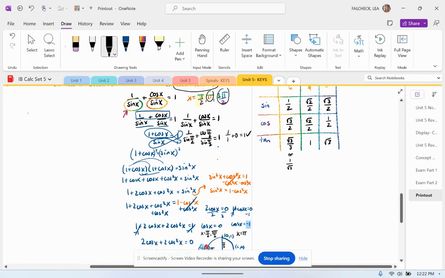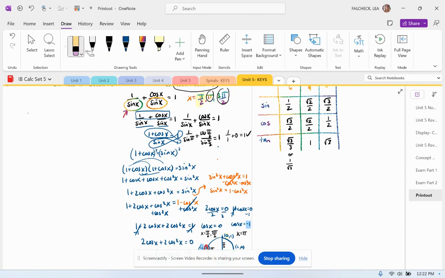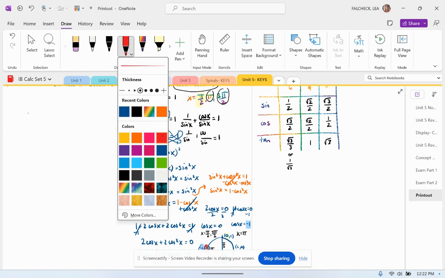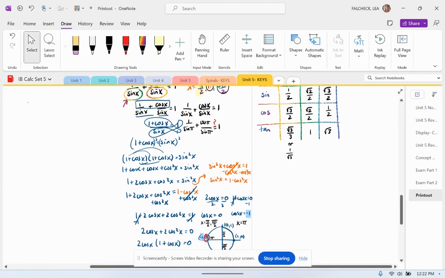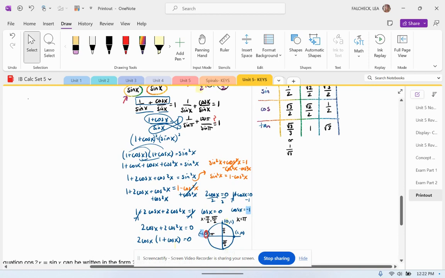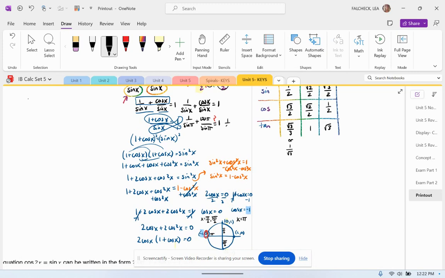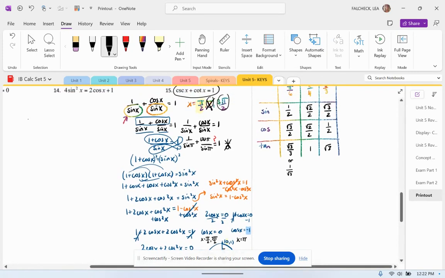Okay. Now let's test with pi. Does it equal 1? We're checking. So we're checking sine of pi, cosine of pi, sine of pi. All right, so 1 over the sine of pi. The sine of pi is 0. Oh, no, we can't have 1 over 0. So 1 over 0, we can't have that. So we would be rejecting the solution pi.